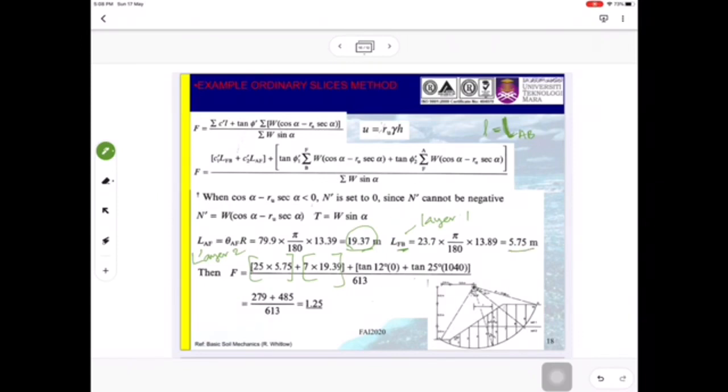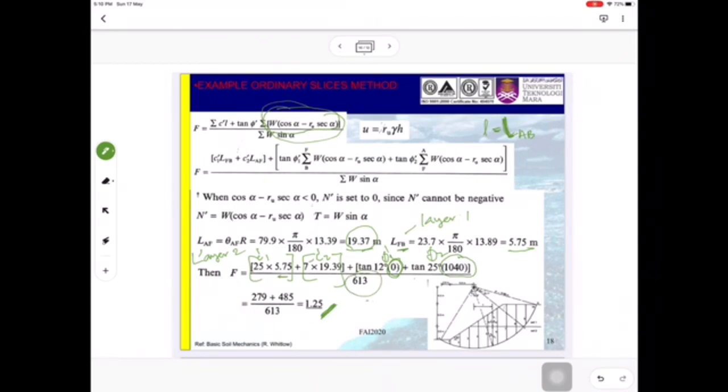Then 5.75 is the L, so this is C. This is C prime 1, so 7 is C prime 2. So C prime 1 and C prime 2. So tangent phi prime for layer 1 is 12, and C prime for layer 1 is 0. This is phi 2 is 25 degree, and C prime for layer 2 is 1040. So finally the FOS is 1.25.